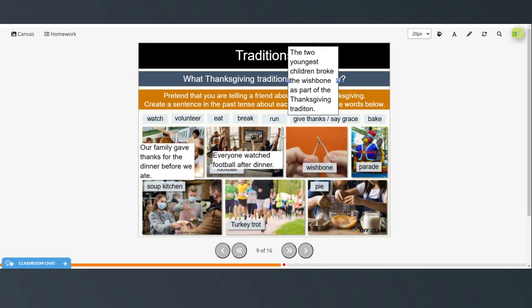Could say we watched a parade on television. We volunteered at a soup kitchen. We ran in the turkey trot. And we baked a pumpkin pie.